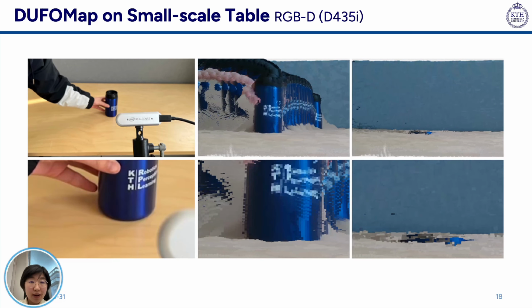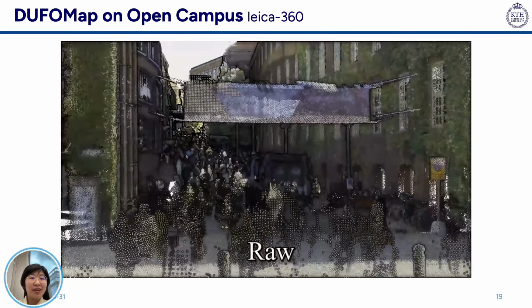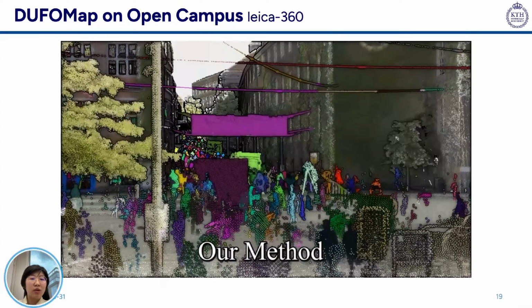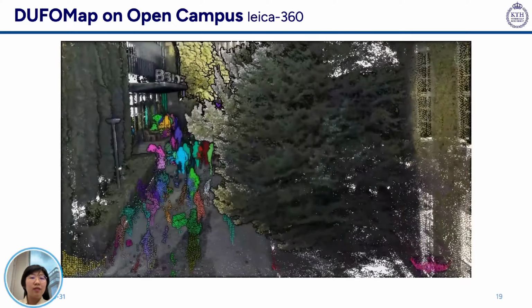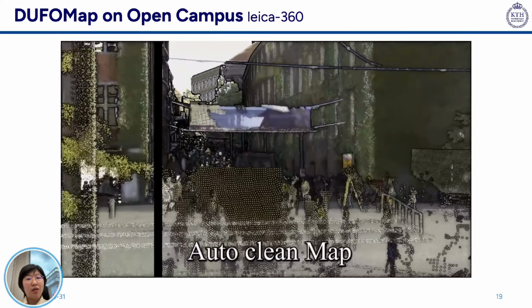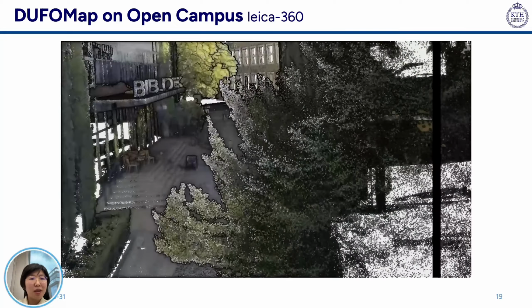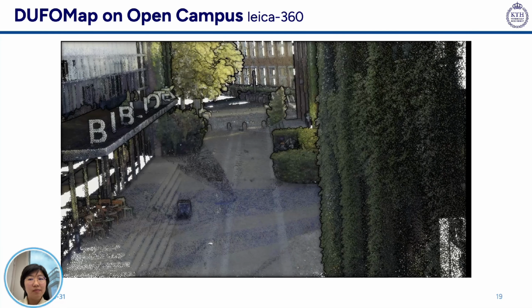And here are totally different sensors: an RGB-D camera to get the point cloud, and I'm moving a cup on the table, and DUFOMap can also remove all the dynamic points. And here is the KTH campus. We collected this with a Leica 360 sensor, which is not a typical sensor in robotics, but is quite a common sensor in SLAM scenarios for building ground truth maps. And here we collected during off-class time, when everyone wants to go to the lounge. So you can see a lot of dynamic points here, but we can remove them automatically using DUFOMap.